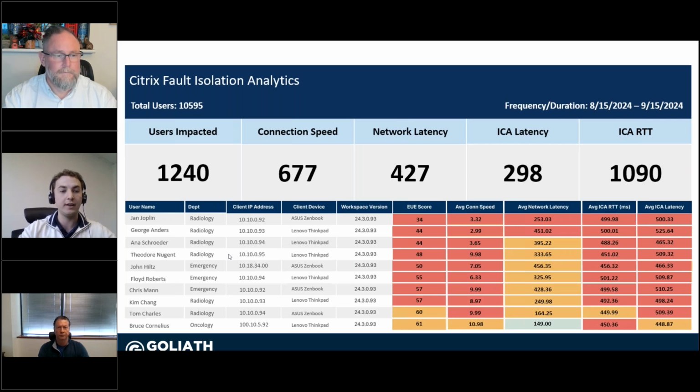This allows us to quickly identify where an issue is coming from, in this specific case indicating something like a network location, but also various data points such as client devices in use, maybe outdated devices in some cases, outdated workspace versions for Citrix, etc.